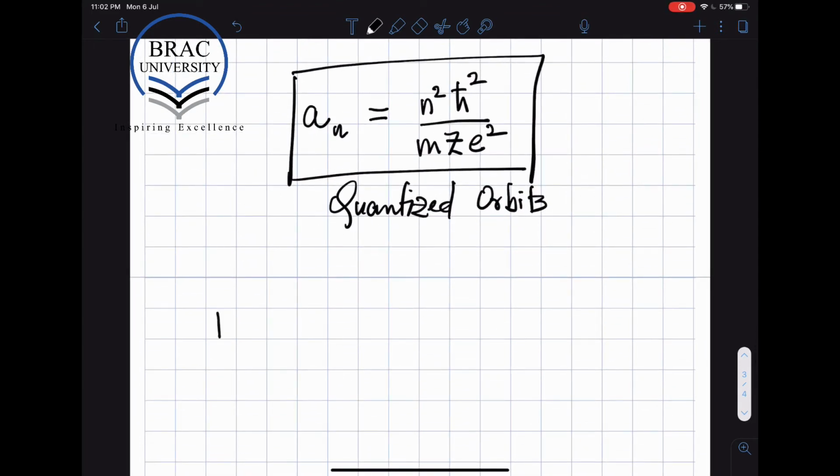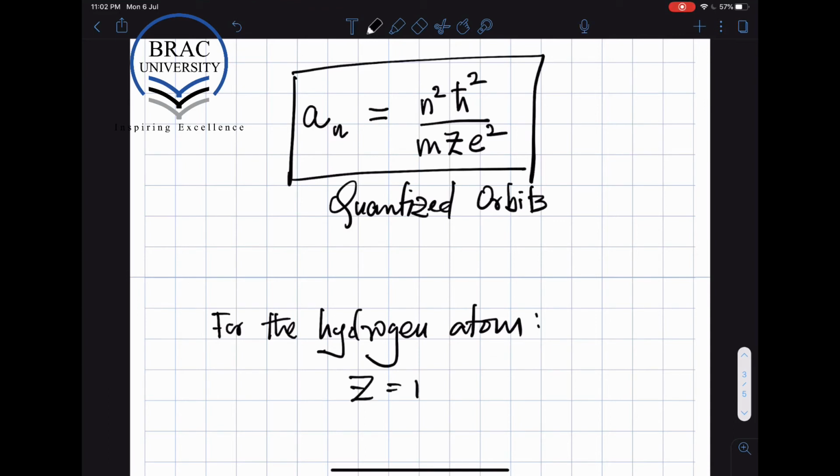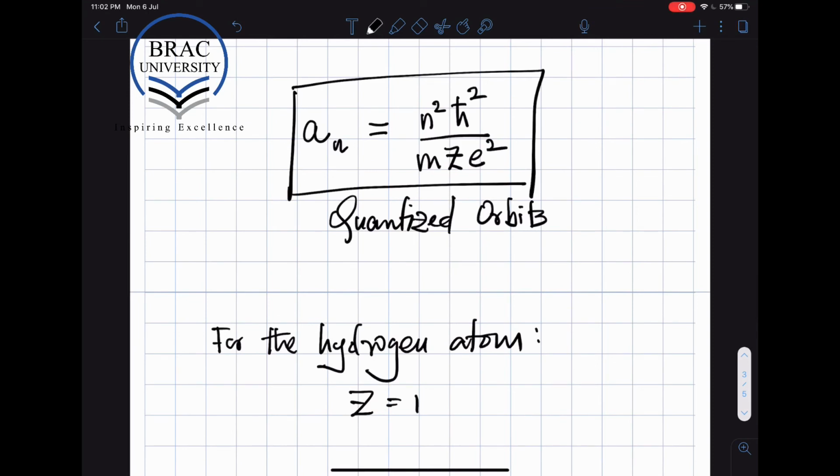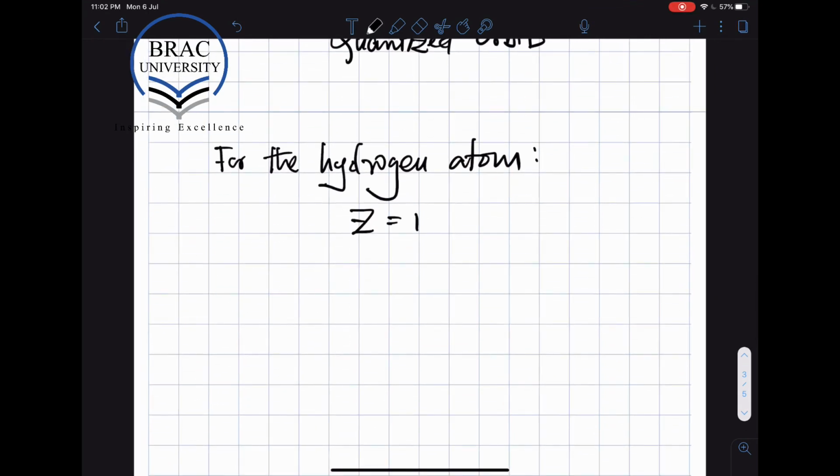Now, for the hydrogen atom, a lot of the experimental results that people were trying to explain revolved around the spectrum of the hydrogen atom, because it's the simplest atom we can have. So for the hydrogen atom, we have Z equal to 1. And if we now look at this expression for the ground state, which is n equal to 1, that should be A1, but it's called A0. So A1 is actually A0.